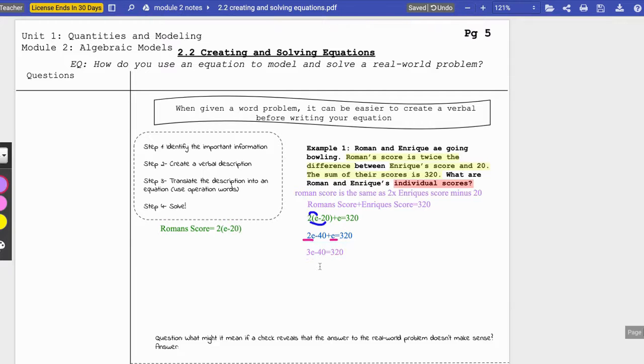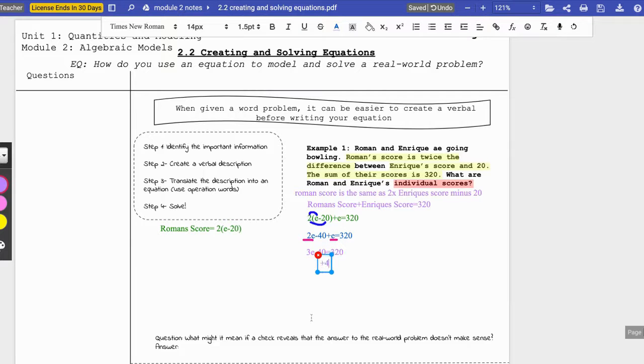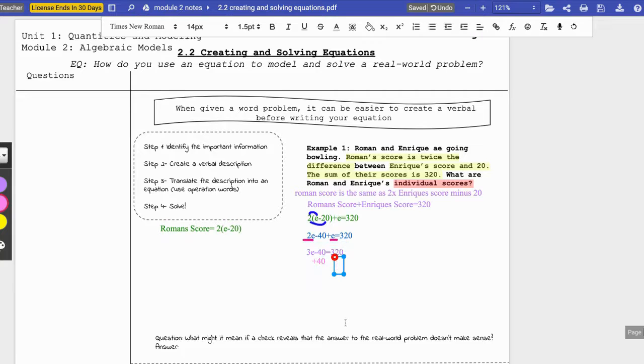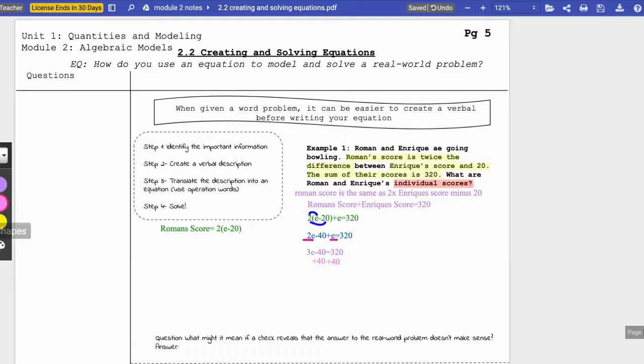All right, add 40 to both sides. And then add 40 over here. So remember, the reason why I'm adding 40 to these, because if I add 40 to negative 40, I get 0, so it cancels out. And then now I'm going to add 40 to 320. So this guy's gone.